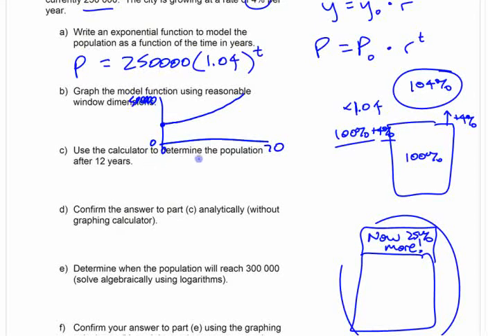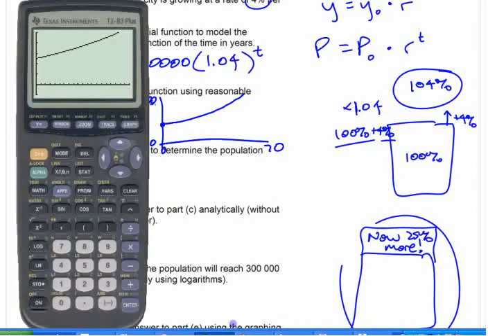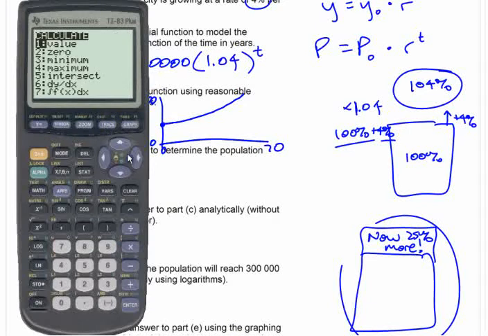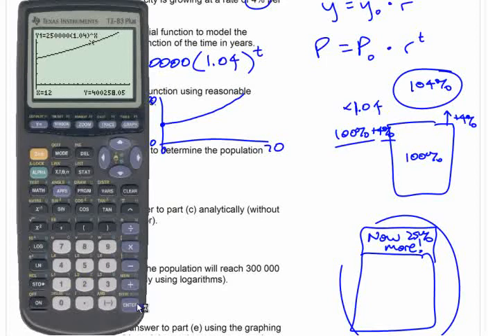If you want to use the calculator to determine the population after 12 years, you're just using this calculate feature here, value. It allows you to put in a number and it'll give you the population. 400,258. Don't put the decimals. No fractions of people, right?